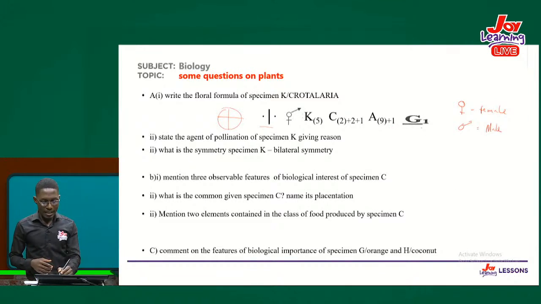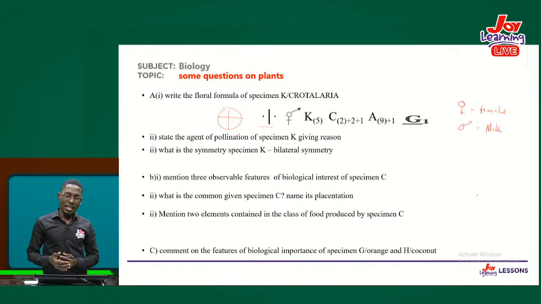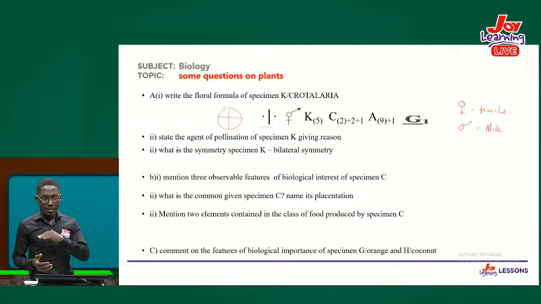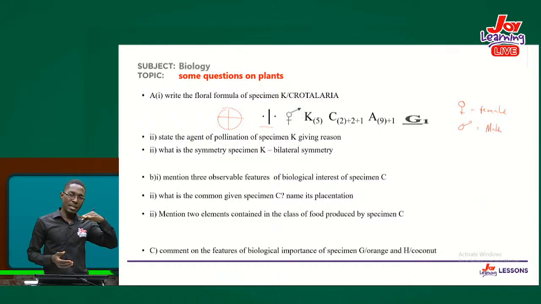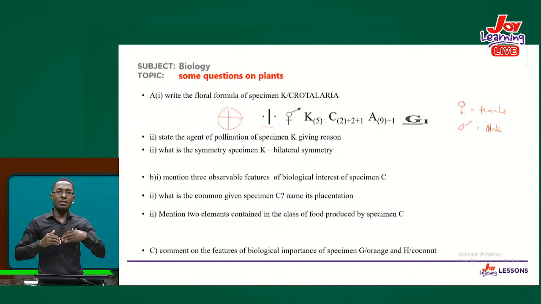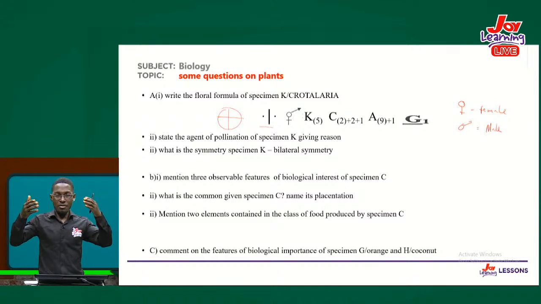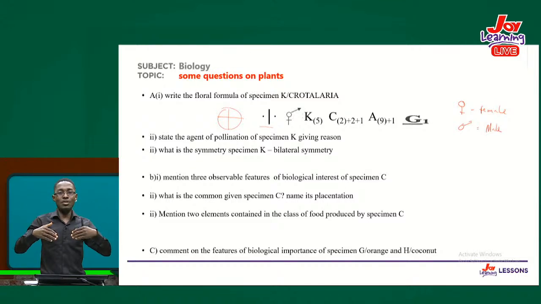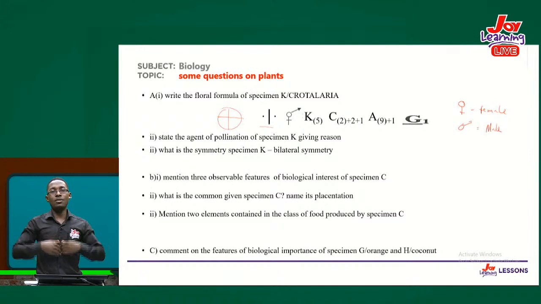Now let's look at the gynoecium. Once you put a mark or a line beneath it, it means that the female part, the ovary, is positioned above the other floral parts. Students usually say "sitting on", but that is wrong. It's positioned above the other floral part. So we say it's a superior ovary.